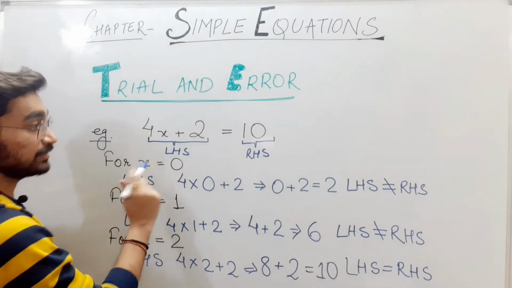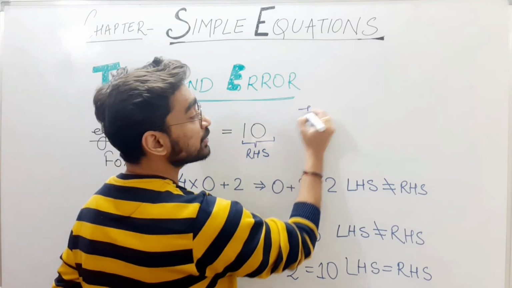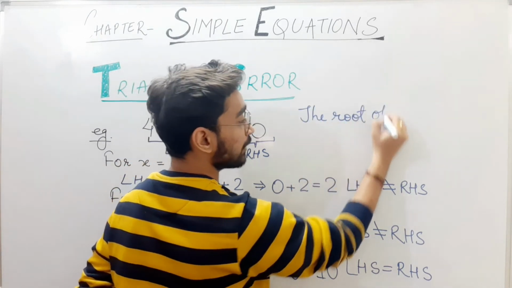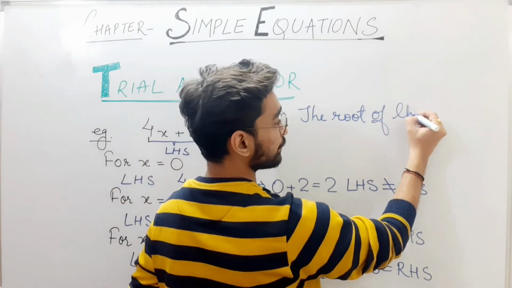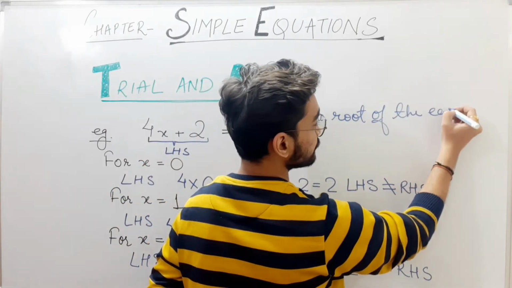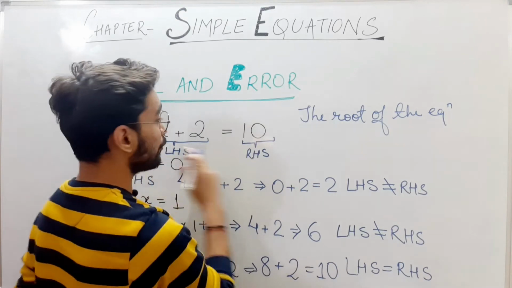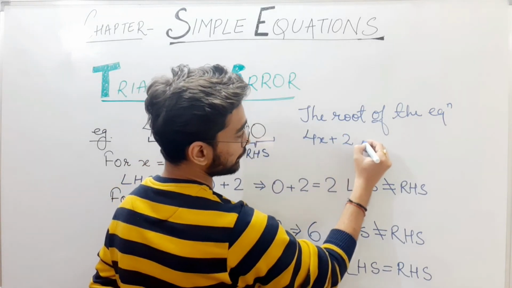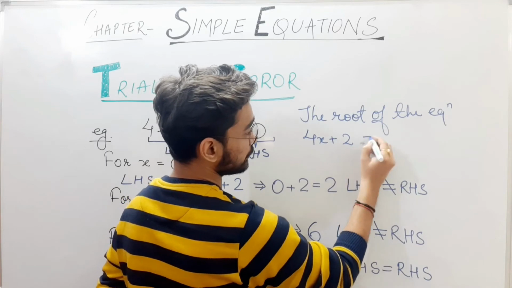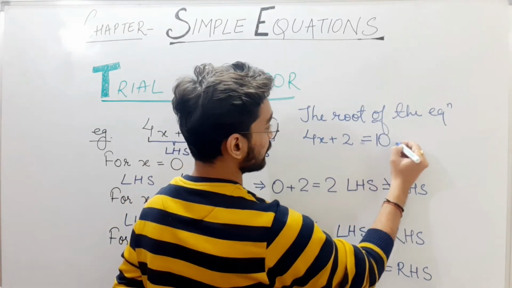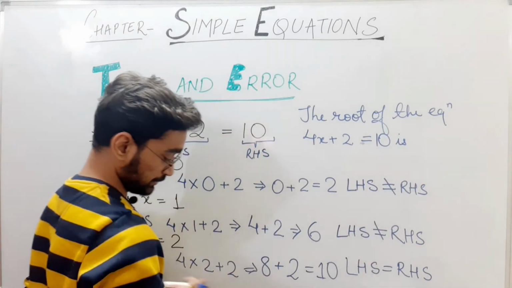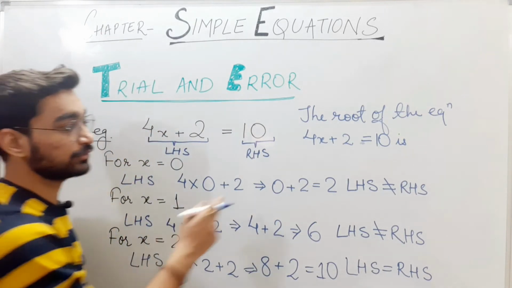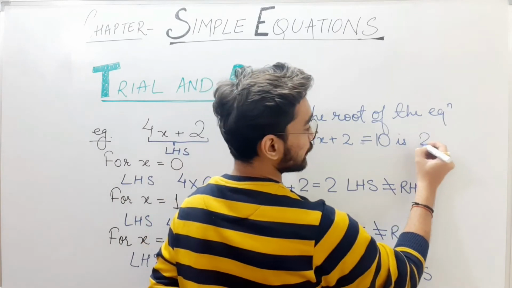So I can say that the root of the equation 4x plus 2 equals 10 is, at which value did we get the answer? x is equal to 2.